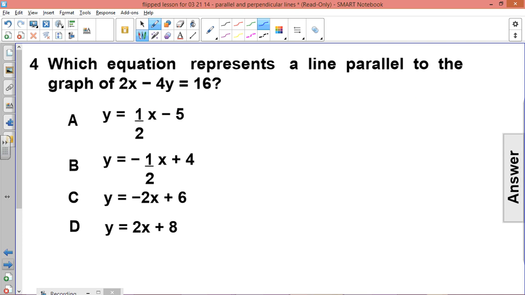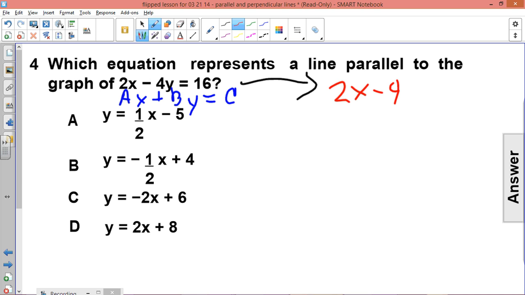Moving on. Which equation represents a line parallel to the graph of 2x minus 4y equals 16? Well, now we have this in standard form, ax plus by equals c, and I don't have my slope anywhere in there, so I need to rearrange this equation. We're going to massage it around and find what y equals here. So 2x minus 4y, if we solve for y, we'll know the slope. First off, subtract 2x from both sides.